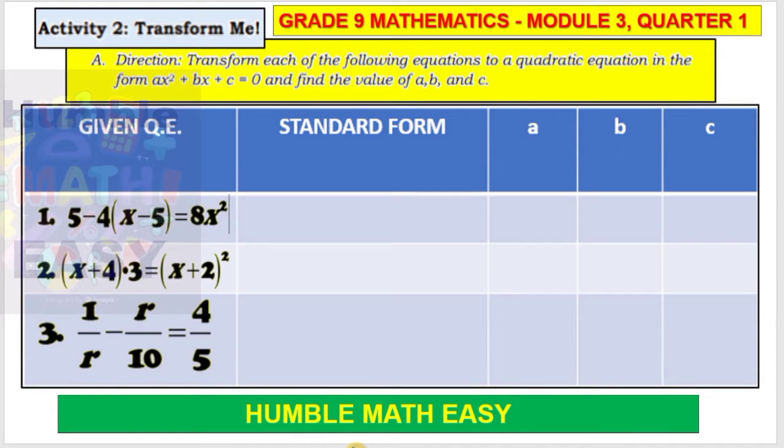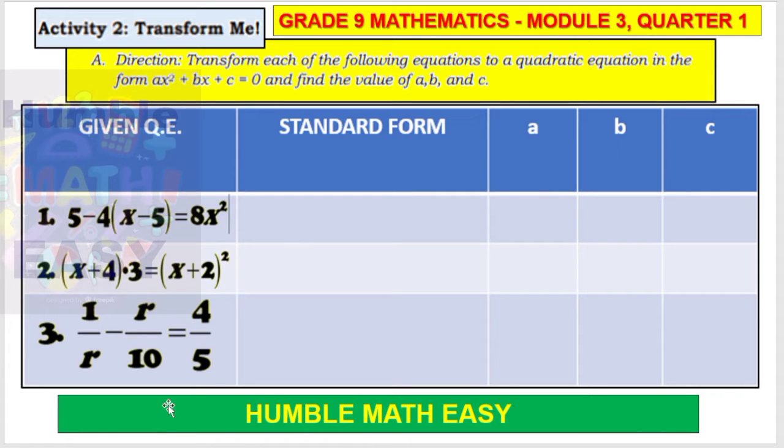Okay, the activity is Transform. The direction is: transform each of the following equations to the quadratic equation in the form ax squared plus bx plus c is equal to 0, and find the value of a, b, and c. So we are going to write that in the standard form. As you can see, we have three given quadratic equations.